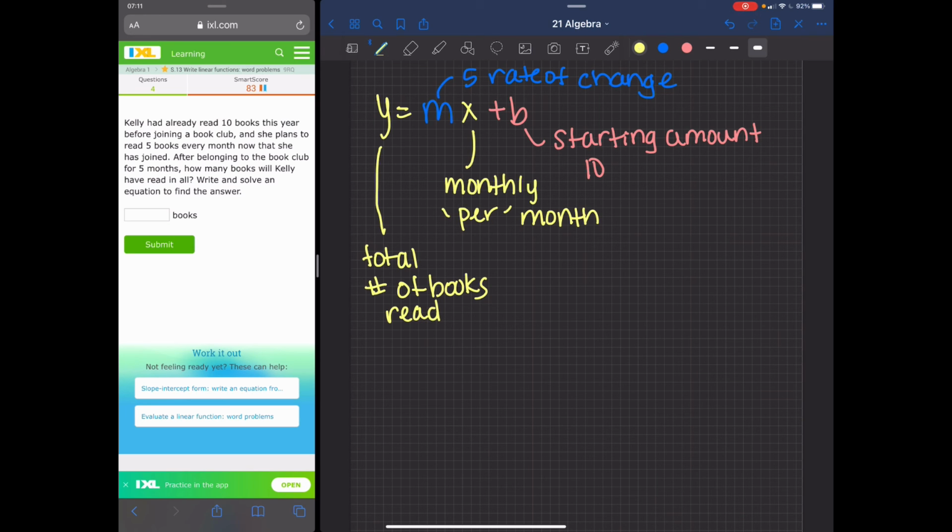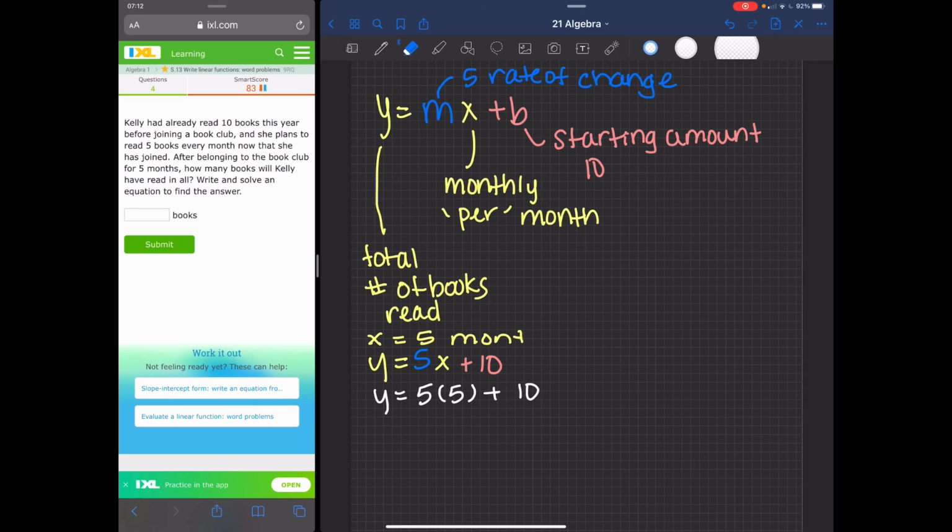So here's our equation. It's y equals 5x plus 10. And we are saying that in this case, x is going to equal 5 months. So we're going to substitute x for 5. So y equals 5 times 5 plus 10. I always misspell the word months.